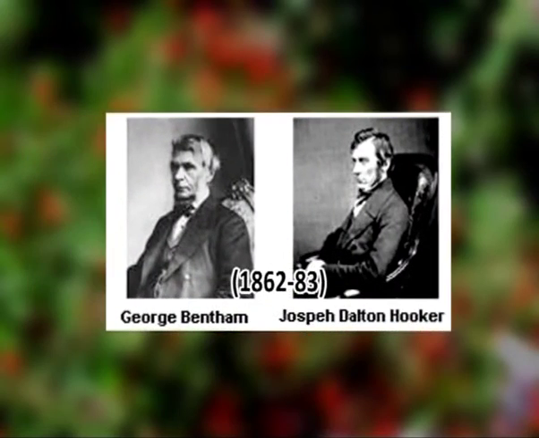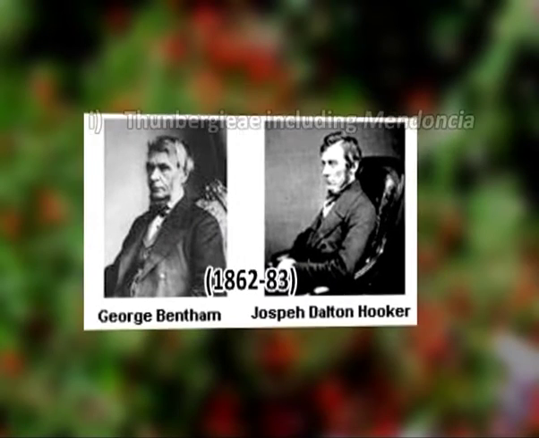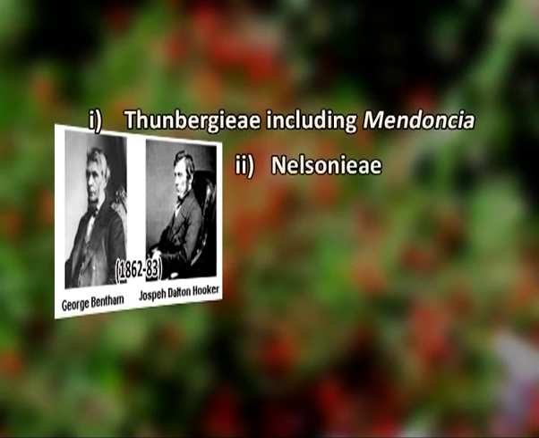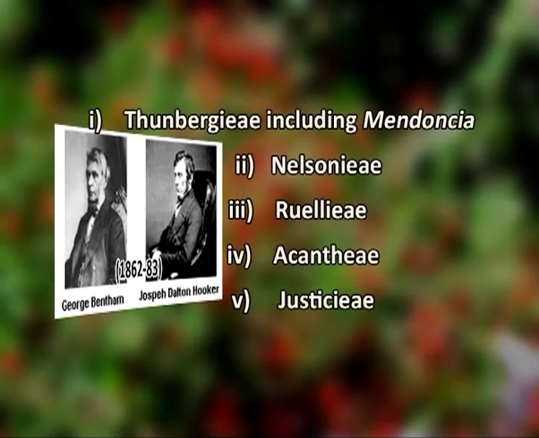Anderson recognized three subgroups in Acanthaceae: Thunbergieae, containing only Thunbergia; Ruellieae, containing the remaining groups with contorted corolla aestivation; and Acanthideae, containing members with imbricate aestivation. The Nelsonieae were treated as a tribe under Ruellieae. Bentham and Hooker divided the family into 5 tribes: Thunbergieae, including Mendoncia, Nelsonieae, Ruellieae, Acantheae, and Justicieae. The first 3 tribes have various types of aestivation, and the last 2 have imbricate corolla aestivation.